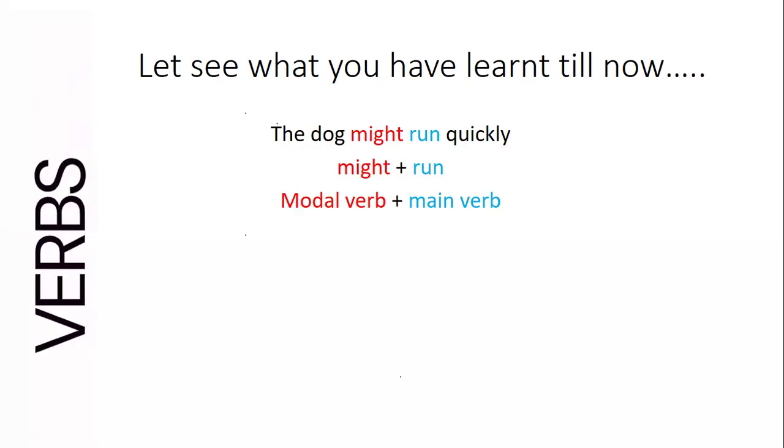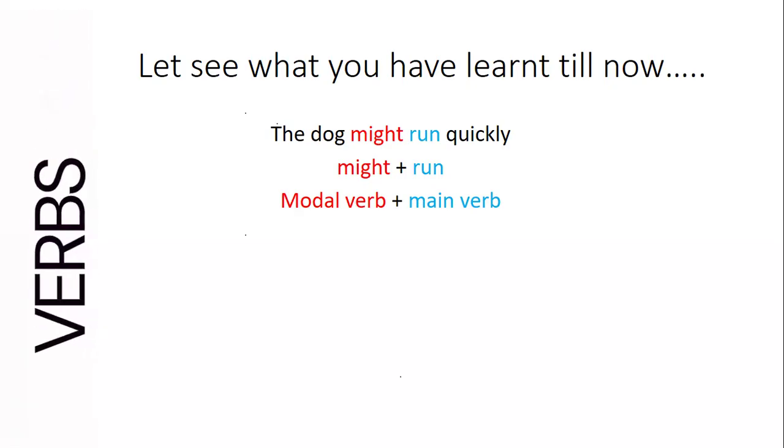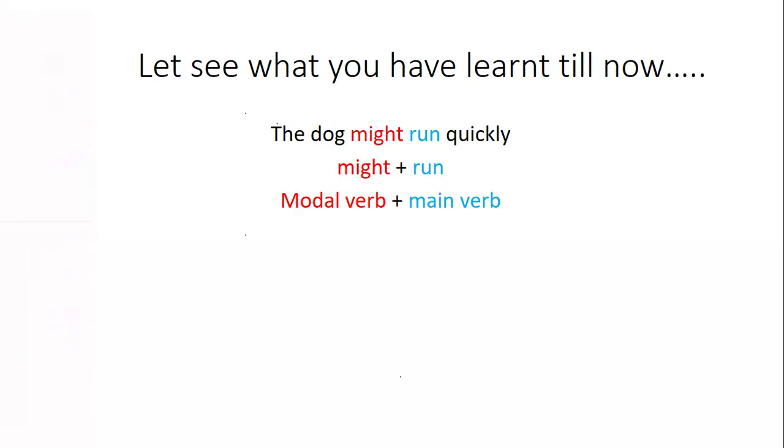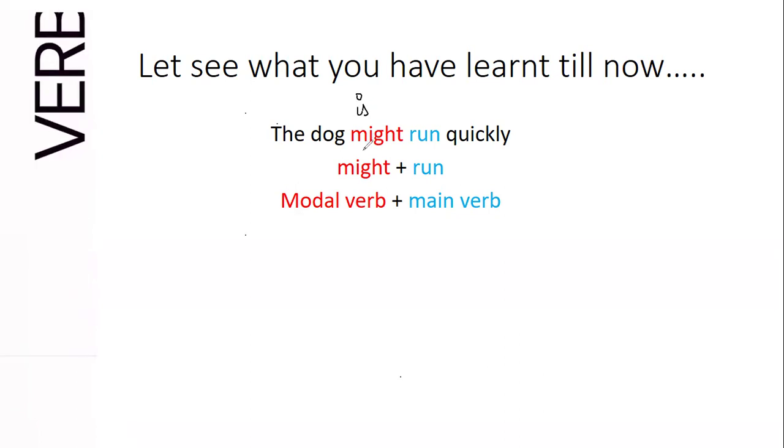The dog might run quickly. Might is our modal verb. We don't know. He might or he might not. So might is our modal verb. See, instead of is, I replaced is with might. So I replaced the helping verb with the modal verb. The dog might run quickly.